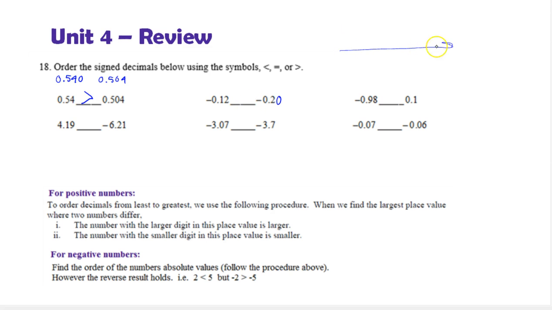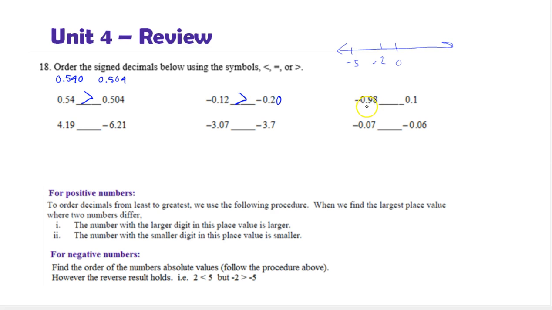So think about, let's just look at integers to make it easier. -2 is here, but -5 is here. So the larger the absolute value of the number, if it's negative, it will be less than the other number. So -0.12 is greater than -0.2.